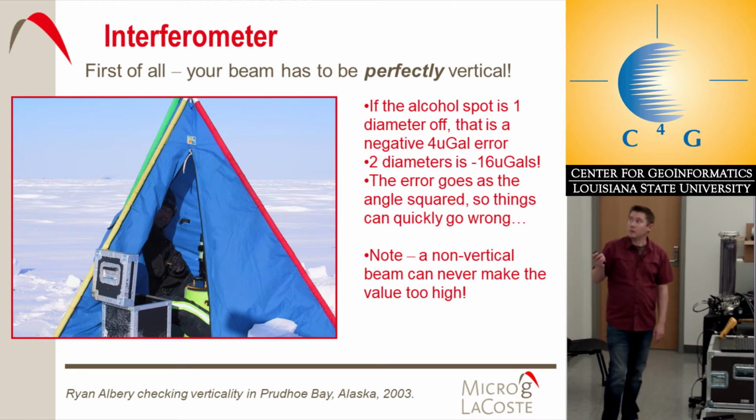Verticality is a big one. One spot diameter off is about 4 microgal. Two is 16, so it goes up quick. The nice thing about verticality and most of these things that I'm showing you is it never makes the gravity value high. It only makes the gravity value low. So if you were here 6 months ago and my gravity value was X and now I'm 200 microgals low, there could be one of these issues. If you're 200 microgals high, then that really narrows things down.